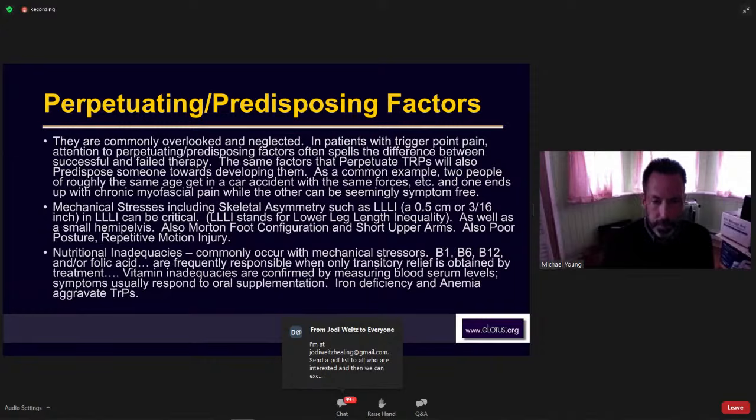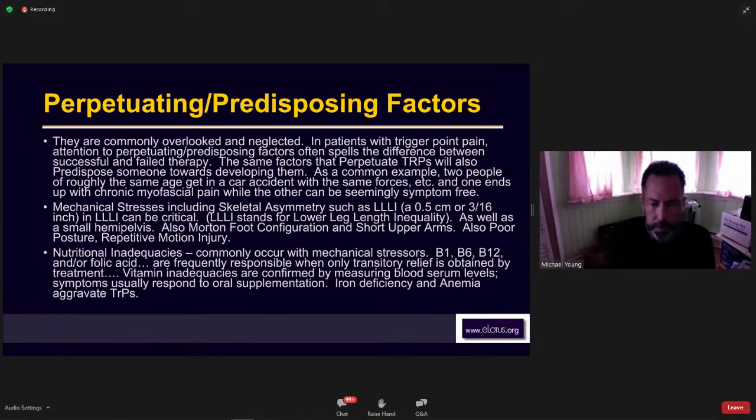Sitting at the computer, repetitive motion injuries, I mentioned. Nutritional inadequacies can perpetuate trigger points, B1, B6, B12, and or folic acid. So again, if something only responds for a couple hours and it comes back, then you got to figure out why. Other things, iron deficiency, anemia, parasites, allergies can perpetuate.